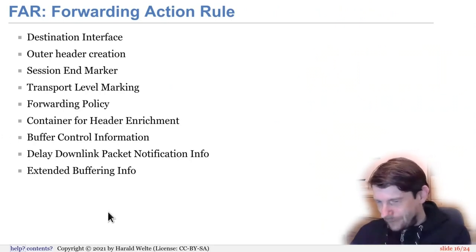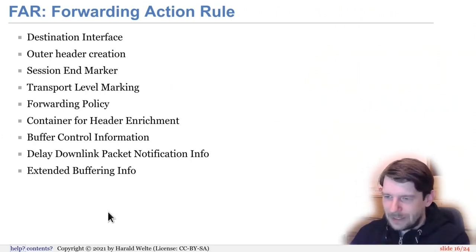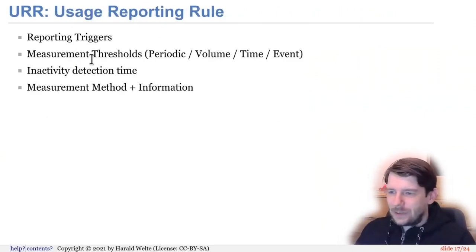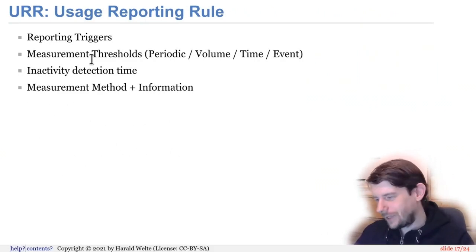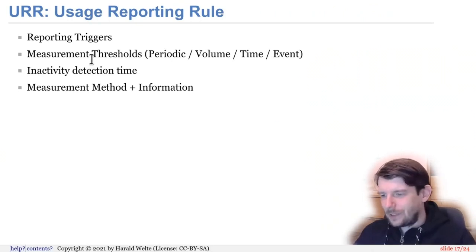And some additional stuff related to buffering that may or may not be there in the forward action rule. But at the very least, we have destination interface and forwarding policy and outer header creation in a typical forward action rule. Then if you look at other rules, there is usage reporting, for example, where you can configure, I mean the control plane instance talking to a user plane instance, the kind of triggers and thresholds that should happen. So basically we can say, well, every such and such a period of time, there shall be a notification to the control plane. Or we can say, based on volume, every time a megabyte is consumed, there should be a notification, for example, or only at a fixed time, and so on.